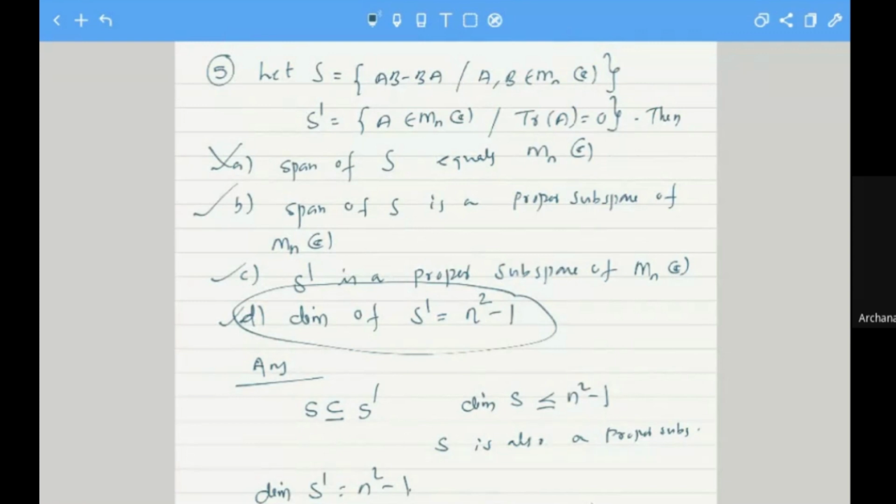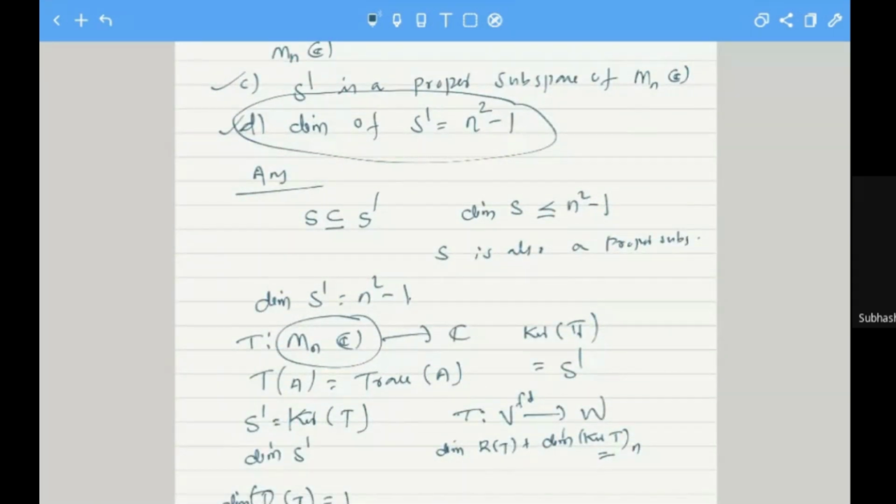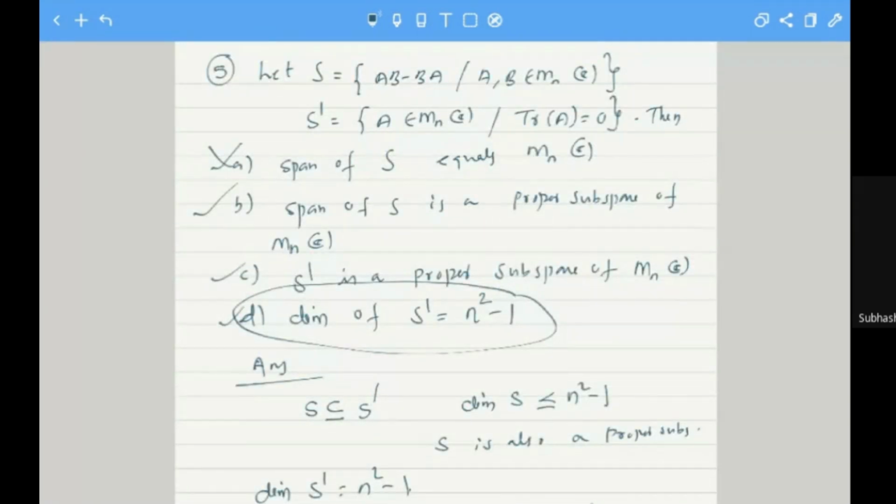Is it clear to all of you? Yes, sir. How is the dimension of S less than or equal to n square minus 1? Sir, how do you discard the option E?